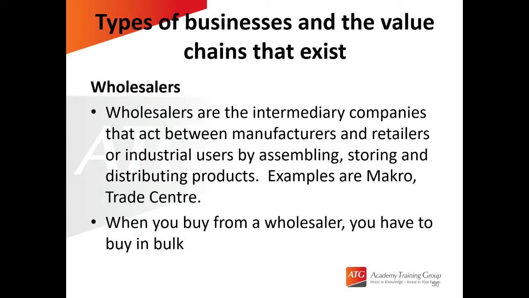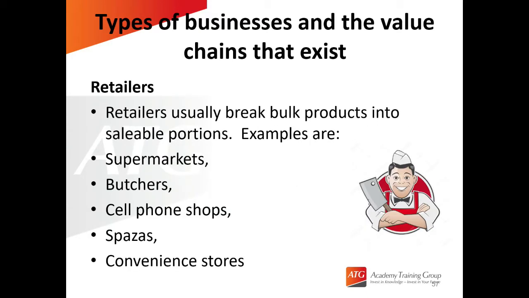Then you have wholesalers. Wholesalers are basically the intermediate companies that act between a manufacturer and a retailer or industrial users by assembling, storing, as well as distributing products. Examples are Macro and maybe Trade Center. So when you buy from a wholesaler, you have to buy in bulk. Retailers usually break bulk products into saleable portions. Examples are supermarkets, butchers, cell phone shops, spazas, and also convenience stores.